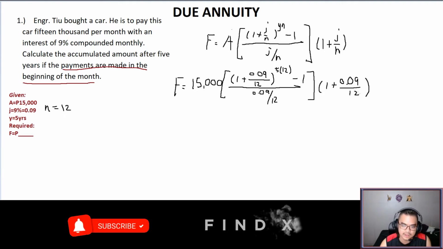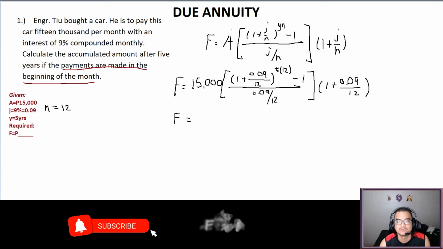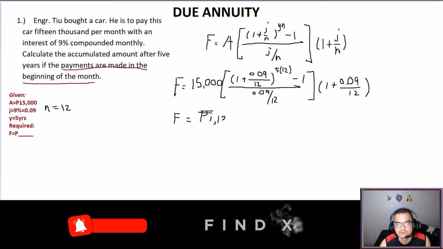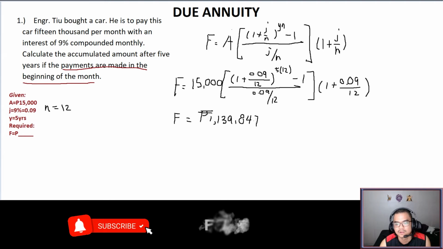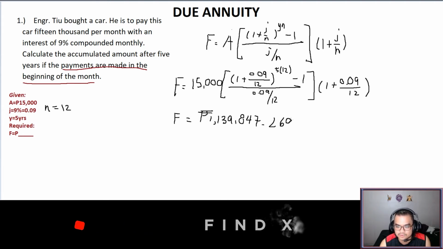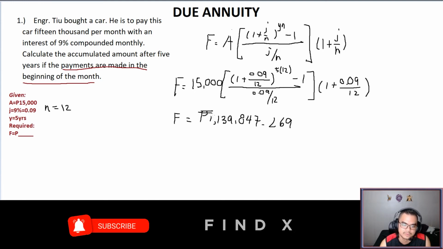I already input this in my calculator in advance. So the answer for this one will be 1,139,847.269. That will be your answer.